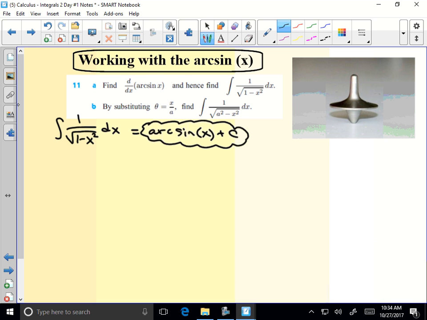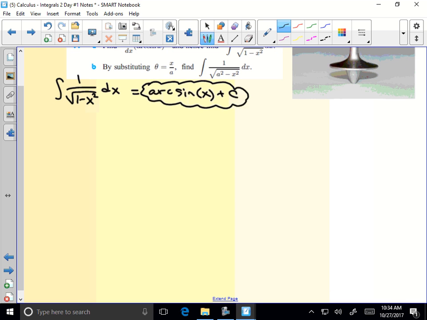Now, what if I started to adapt this a little bit and change this value right here from a 1 to an a squared? Well, I want it to be a 1, because if it's a 1, then I can use what I know about arc sine, and then I can adapt it. So let's turn that into a 1. What do I have to do then?